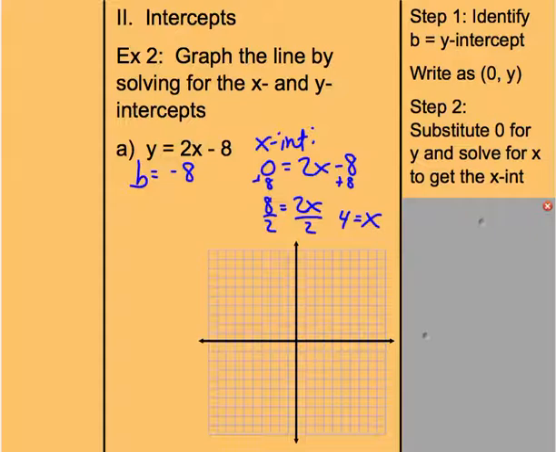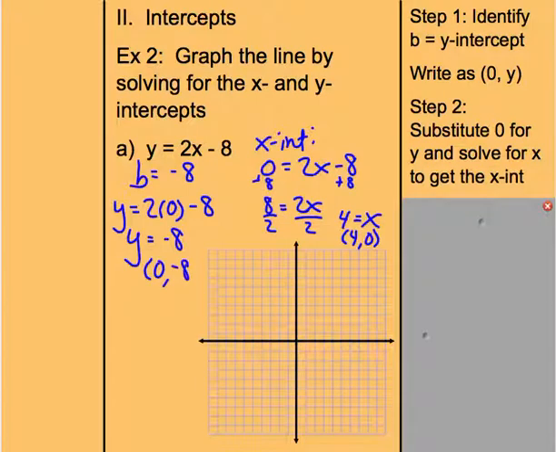Now remember, to get an ordered pair out of this, we substituted 0 for y and solved to get 4 for x. Similar process for the y-intercept. You can also substitute 0 for x to get your y-intercept. 2 times 0 is 0. 0 minus 8 is negative 8. So we get the ordered pair 0, negative 8.